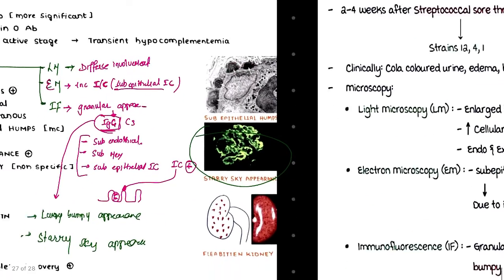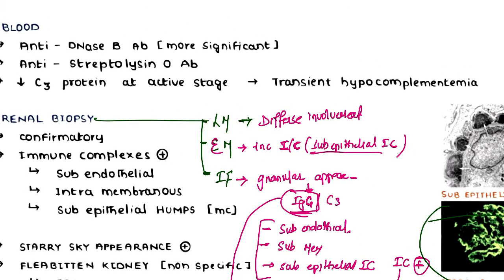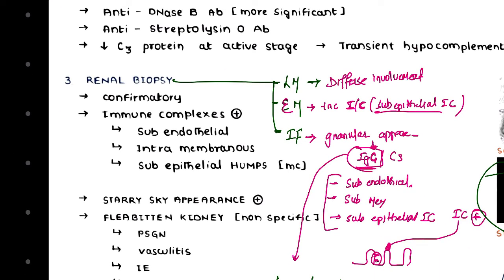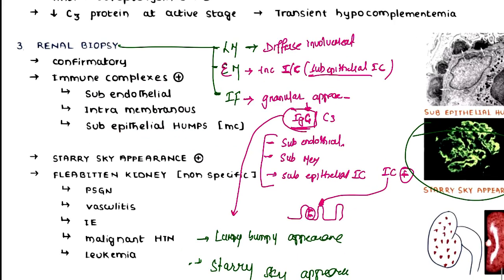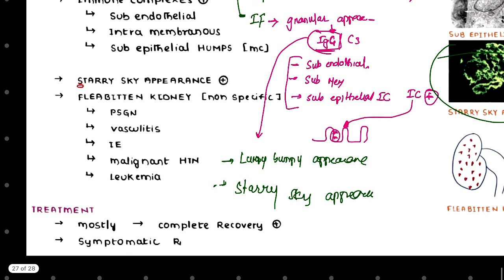Now, we said that we are going to look at light microscope, electron microscope and immunofluorescence, right? We talked about the immunocomplex presence in the region of subendothelial, intramembranous and subepithelial. The subepithelial ones are called subepithelial humps, and these are the most common, as I mentioned right here. Now there is the starry sky appearance.